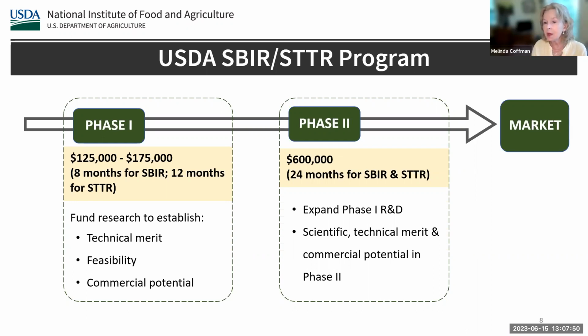In phase 2, all 10 topic areas are funded at $600,000, and that period of performance is 24 months for both SBIR and STTR. So what are you doing in phase 2? In phase 2, you're going to continue some of the phase 1 research and development, but you're also going to start building the commercial potential. Start with the commercialization process and start making that as important and as part of the project as the research and development. And then you go to market from there, which is phase 3.